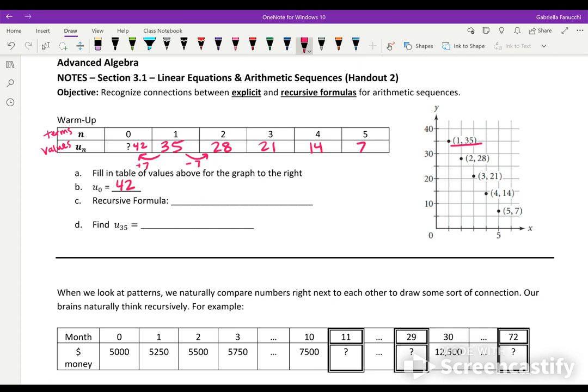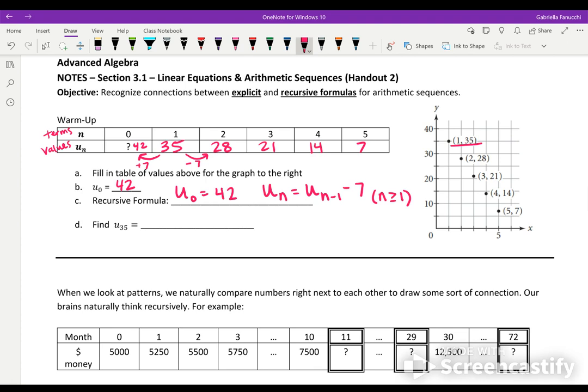Okay, now we're going to go ahead and write the recursive formula, which we practiced in homework 1. So the only difference is before we would start with u sub 1, so the first term. Now we're going to start with u sub 0, so the 0 term. Okay, so u sub 0, the 0 term, is equal to 42. The next part of the formula is u sub n, so the next term, is equal to the previous term, u sub n minus 1, and we're subtracting 7, that was our difference. Okay, where n is greater than or equal to 1.